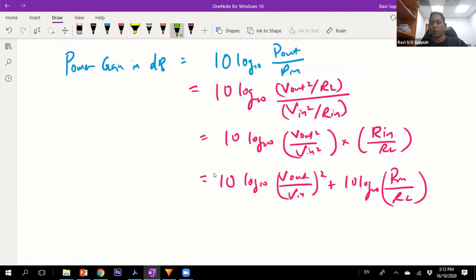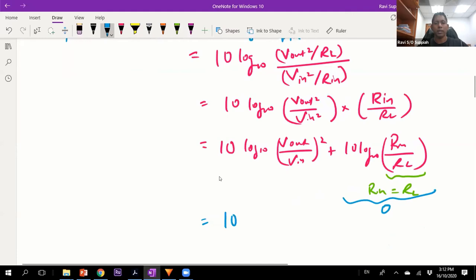So if Rin equals RL, this whole thing will become what? This whole thing will become zero, correct? Because log of one will be zero. So the only thing left would be 10 log to the base 10 of Vout over Vin, squared, which is 20 log to the base 10 of Vout over Vin.